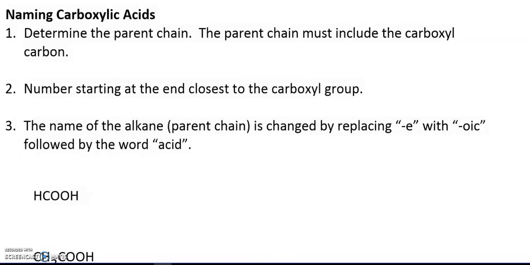All right, so how to name these? You determine your parent chain like always, which has to include your carboxyl group. You number according to your carboxyl group. So that's always going to be at the one site. So you actually don't have to number where it is because that's always carbon 1. And you change your ending from E to oic acid.